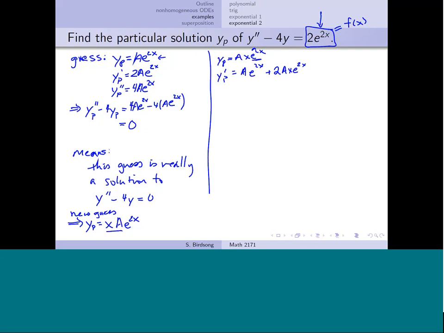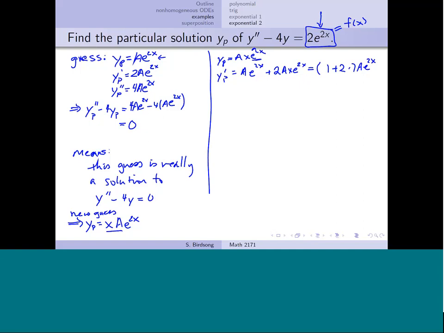Now, here's a trick with exponentials. This is one of the few times that people will recommend this to you. Factor out the e to the 2x, and if you want, factor out the a as well. So let's go ahead and factor out both the a and the e to the 2x. First term becomes 1. Second term after factoring becomes 2x.